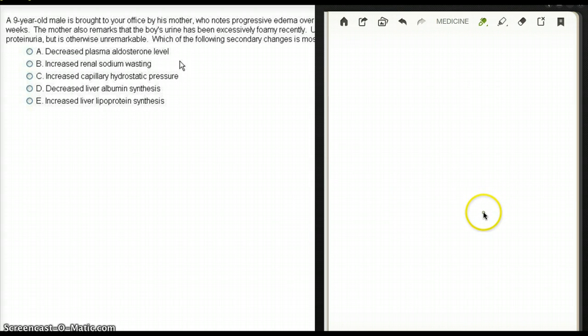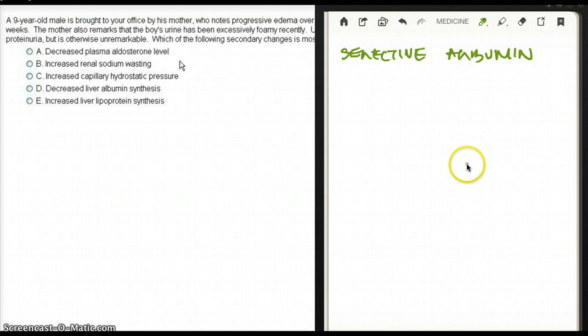So let's go from the beginning. What happens when there is effacement of podocytes? There is going to be loss of negative charge. As a result, we're going to start losing proteins. But this is going to be a selective loss of albumin. Albumin is the one which has negative charge, and because the negative charge of the basement membrane is gone, albumin will not be repelled and we're going to lose albumin. Not so much immunoglobulins or other kinds of proteins. So it's most likely albumin.